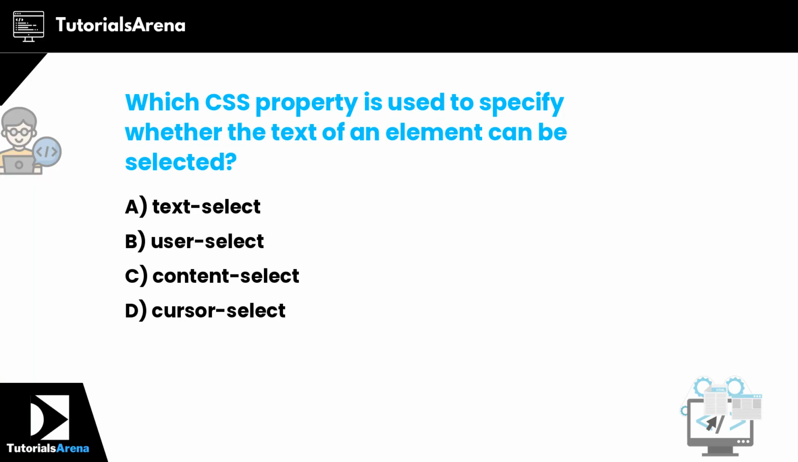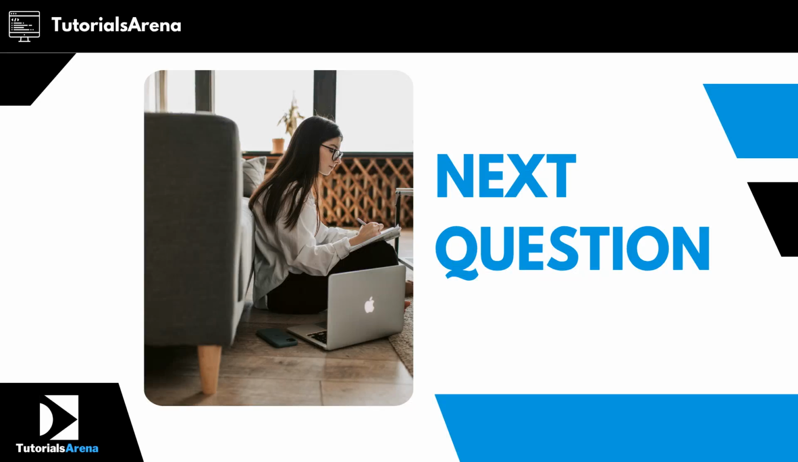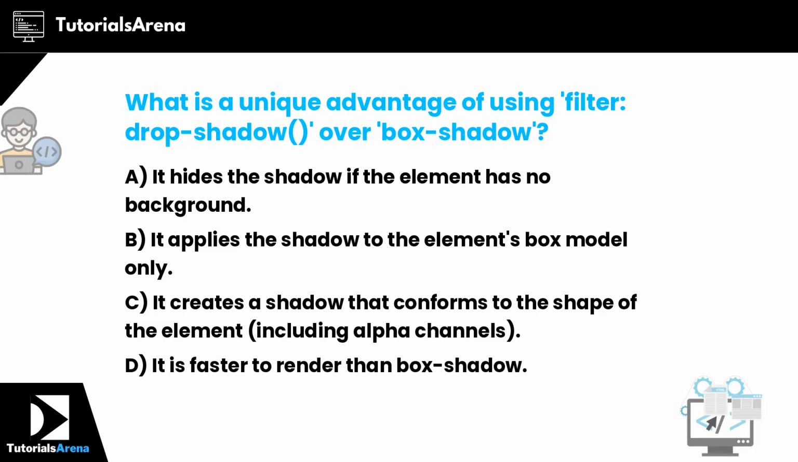Which CSS property is used to specify whether the text of an element can be selected? The correct answer is option B, user-select. What is a unique advantage of using filter: drop-shadow over box-shadow? The correct answer is option C. It creates a shadow that conforms to the shape of the element, including alpha channels.